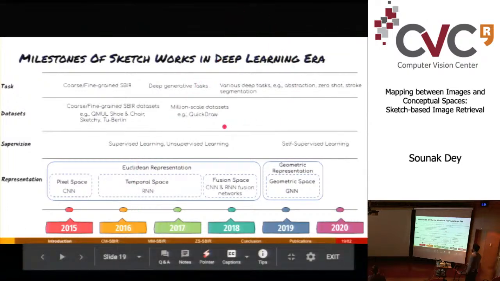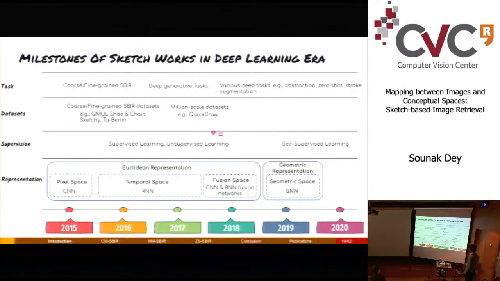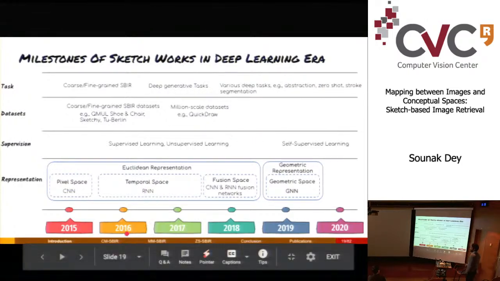Then it moved forward during late 2017 and 2018 to million-scale datasets given by Google in sketches, which was QuickDraw, just the sketches. And in supervision, we can also see it going from supervised towards self-supervised and unsupervised learning. In representation also, it started off with CNN, it went to temporal, and then a fusion of CNN and temporal. Then going towards early 2019 and later, it starts moving towards geometric space, which is GNN.